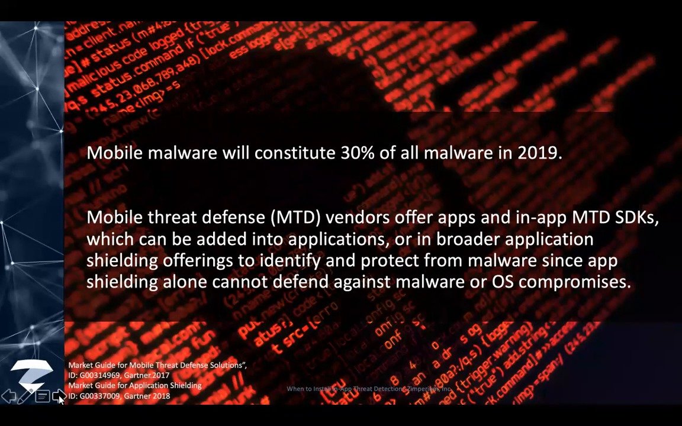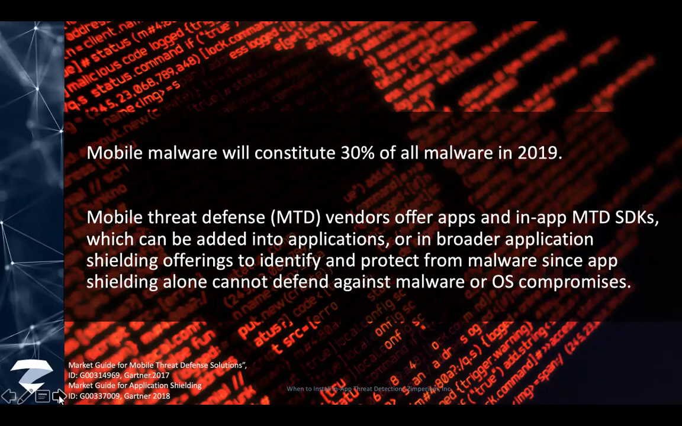So what about malware, Scott? Well, mobile malware will constitute 30% of all malware in 2019 per Gartner. So you can take a look at the Gartner Mobile Threat Defense Guide, and then the market guide for application shielding. What it says is mobile threat defense vendors like Zimperium offer SDKs, and you can add that into your application, and it helps identify malware and man-in-the-middle attacks, because shielding alone cannot defend against malware or OS compromises.